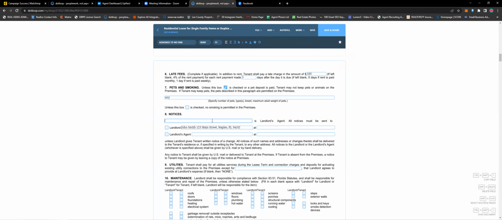You can put here Waterfront Realty as landlord's agent, and all notices must be sent to the Waterfront Realty Group. But you want the notice sent to the landlord because we do not take those notices here. The landlord is the one who's supposed to be managing the property from a property management standpoint. Our duty is to provide a tenant.